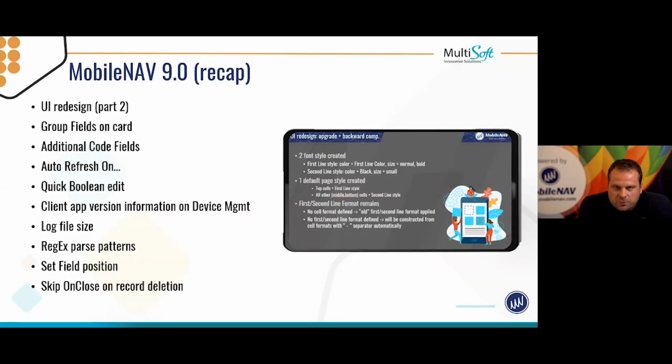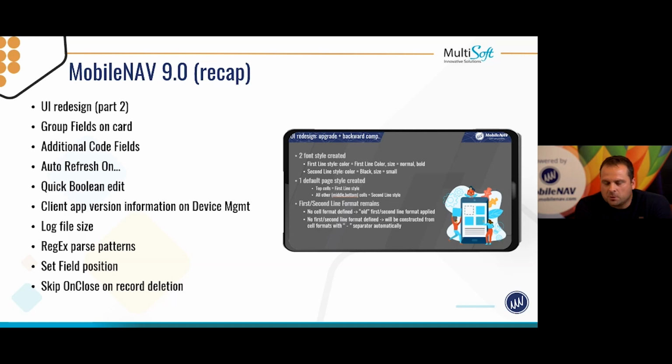Before we start with the 10.0 new features, I would like to very quickly run through the latest features of the 9.0 release. We started a UI redesign with the 8.0 release, and that was continued in 9.0 as well, where we covered the lists in that release. After that, we also decided to allow grouping fields on the cards. We have further improved the code field selection and how you can select certain lookups and which fields of the lookup can be transferred to the card itself.